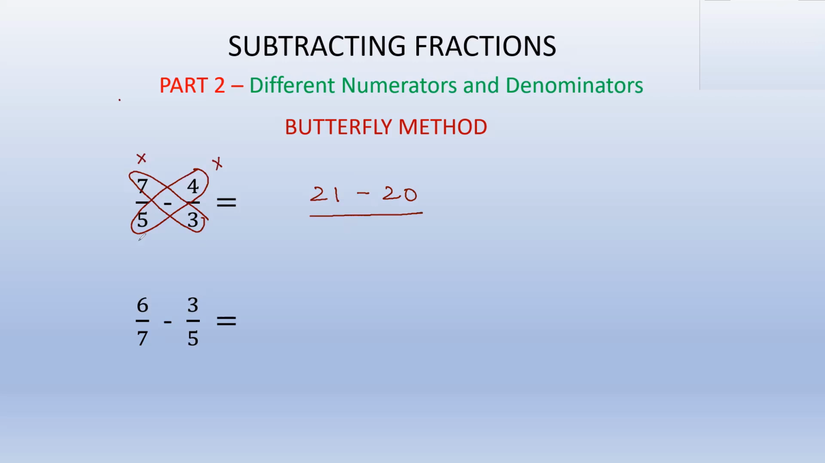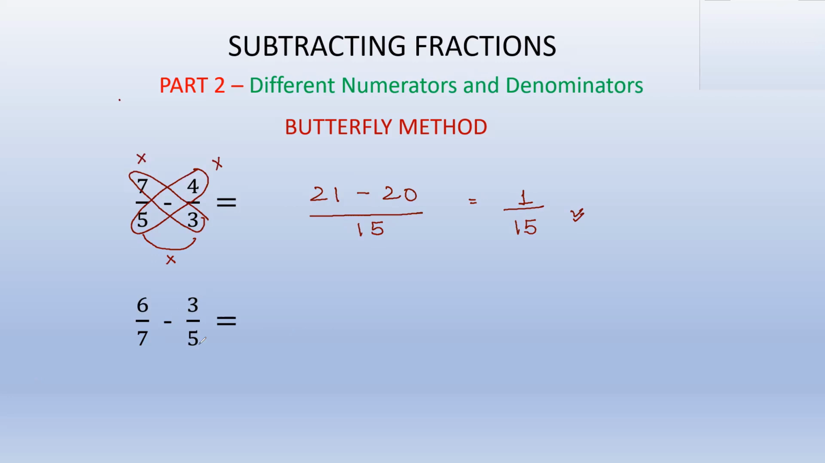In the denominator, we take the denominators of both the fractions and we multiply them. 5 times 3 is 15. Now, 15 is the denominator. Now, 21 minus 20 is 1. So the answer becomes 1 by 15.